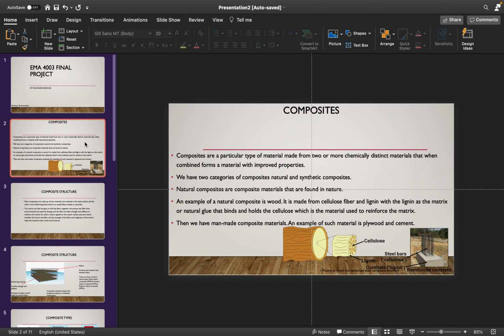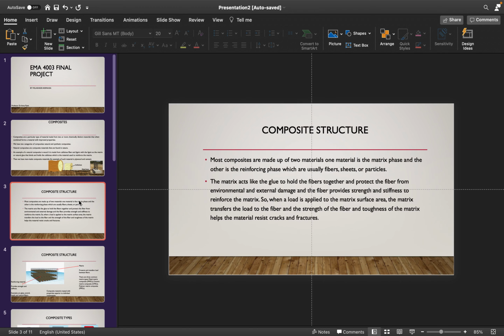We have two categories of composites, natural and synthetic composites. An example of a natural composite is wood. It is made from cellulose fiber and lignin, with the lignin as the matrix or natural glue, and the cellulose as the reinforcing material. And a man-made composite example is reinforced concrete, where we have steel bars as the reinforcing material in a matrix of concrete.